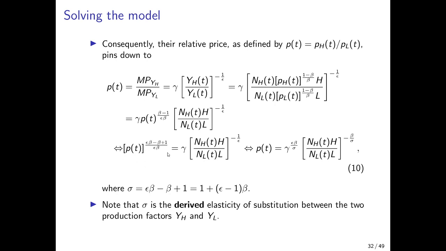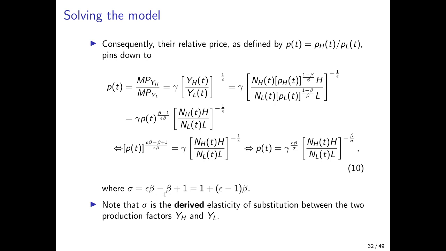Then we get PT to the power of a cluster of parameters, basically. And on the right-hand side, we still have this expression multiplied by gamma. And then finally, we can bring this exponent to the right-hand side to have PT isolated, the ratio of the marginal products or the ratio of the prices of the intermediates in final goods production, which is then a function of parameters and the ratio of the supply of high-skilled workers multiplied with the stock of technologies suited to high-skilled workers, divided by the number of low-skilled workers multiplied by the stock of technologies suited to low-skilled workers, and that's to the power of minus beta over sigma.